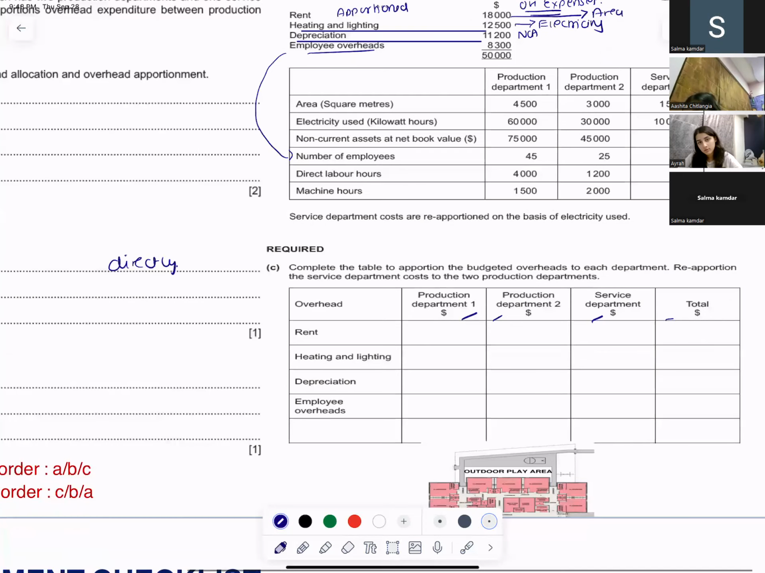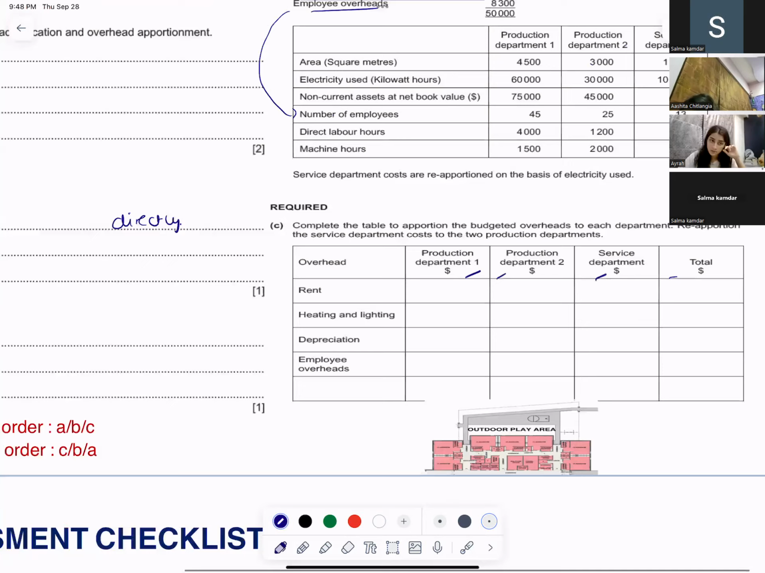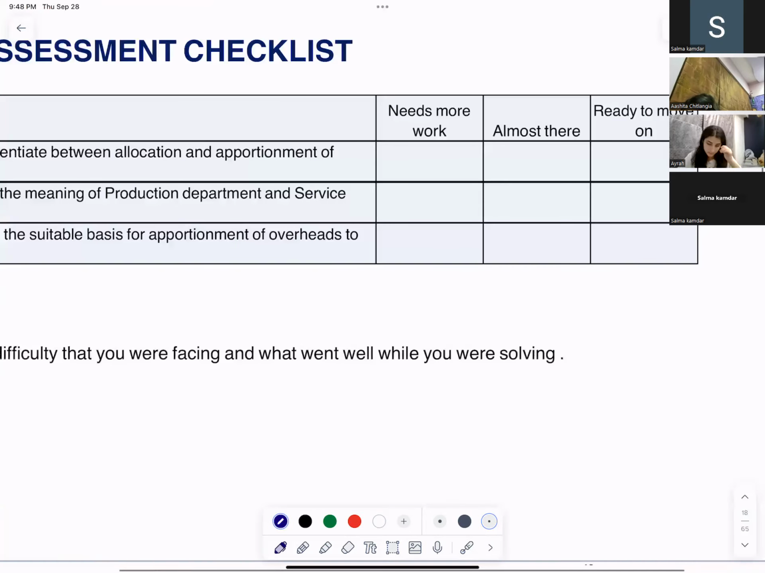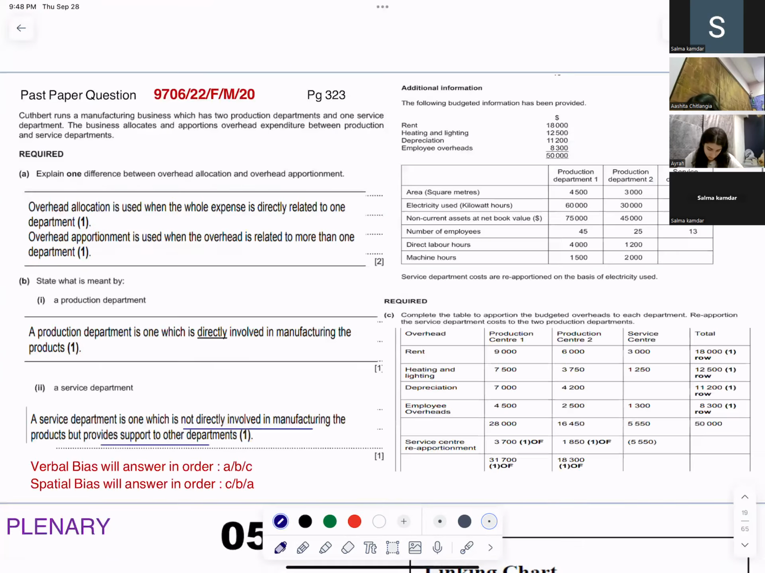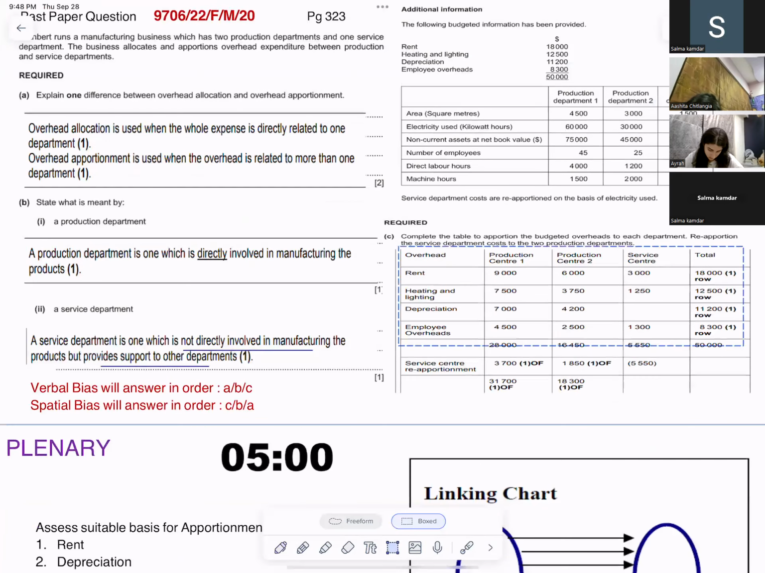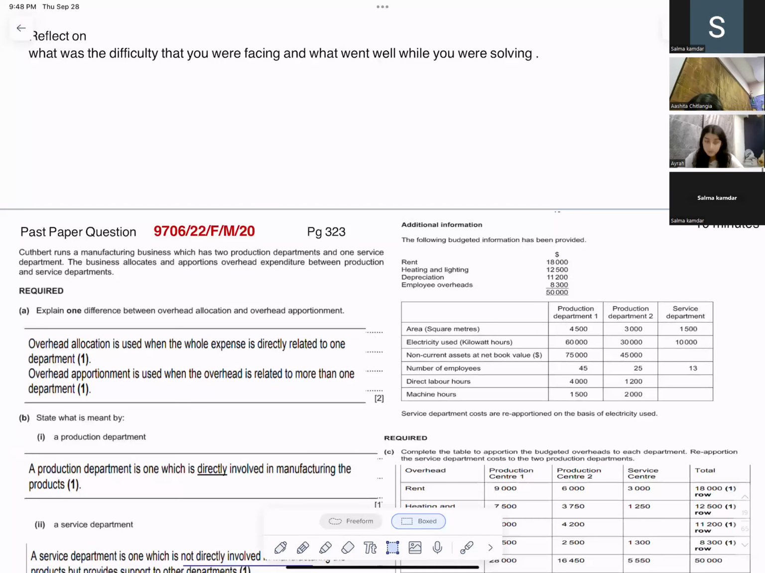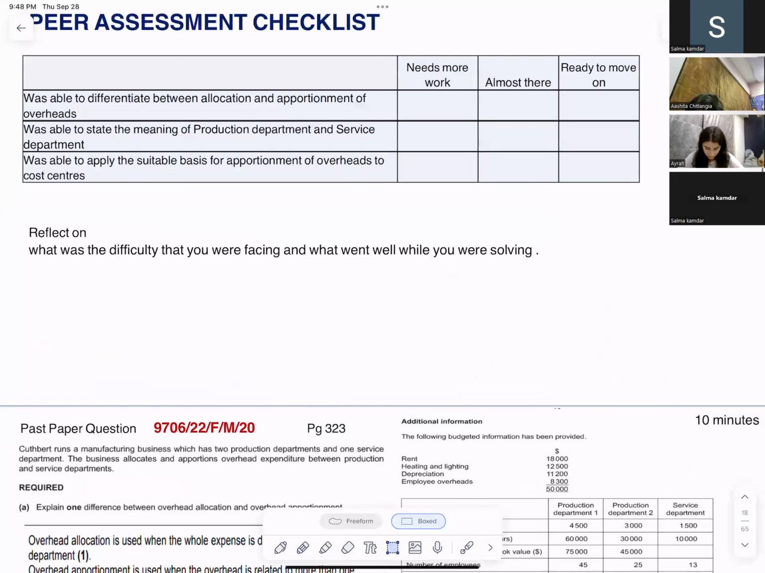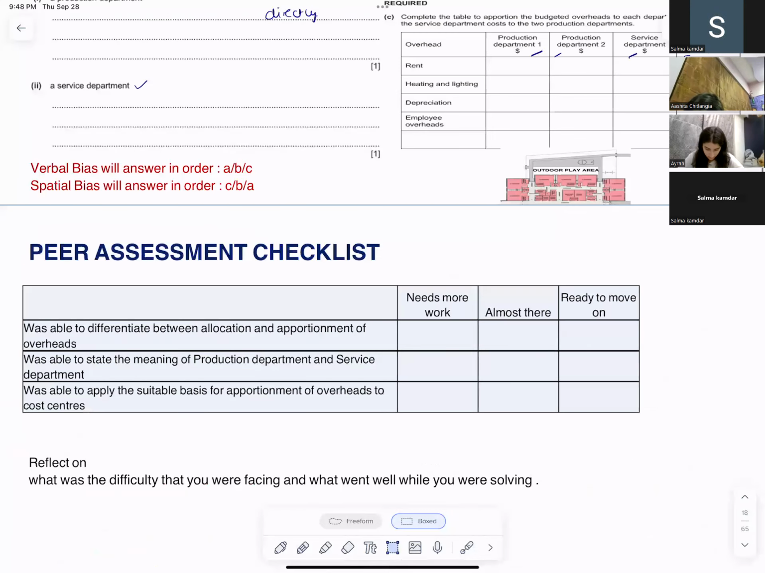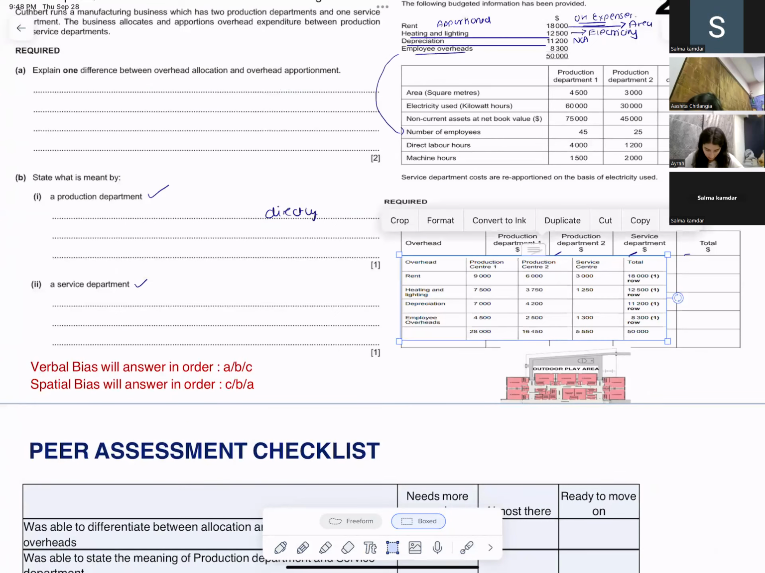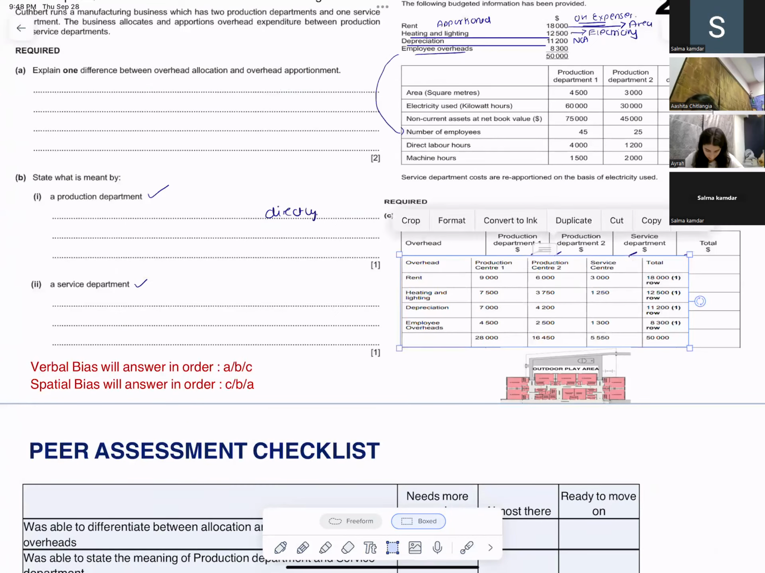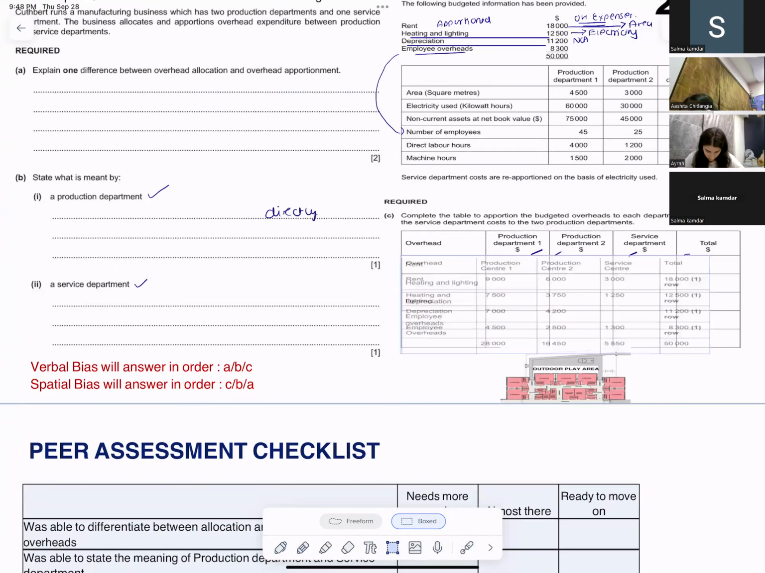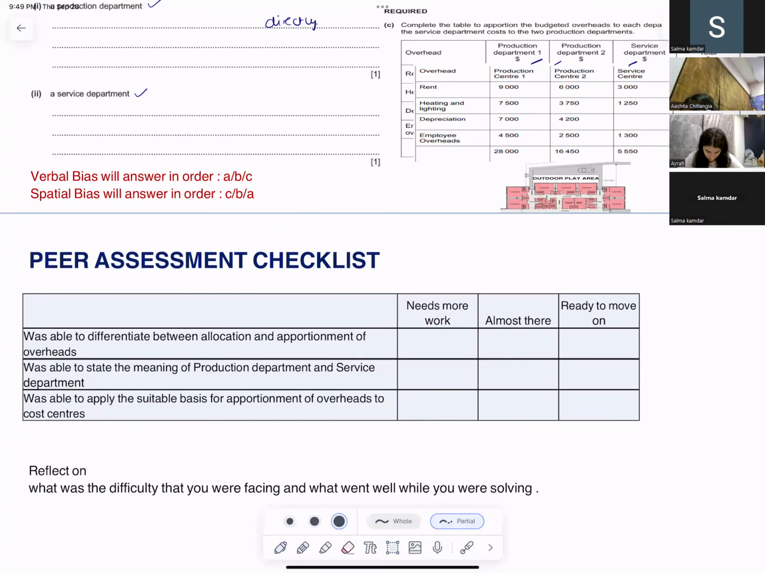Right? After doing this, you get an answer which looks something like this. Correct? Okay, fine. Now understand one thing. I have two production departments and I have one service department. Are you with me?